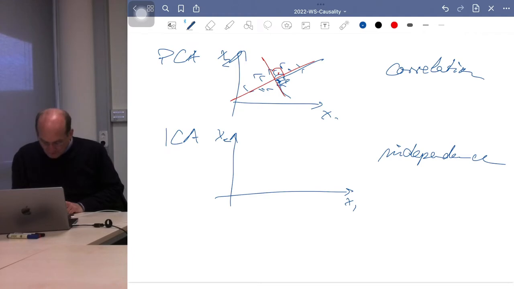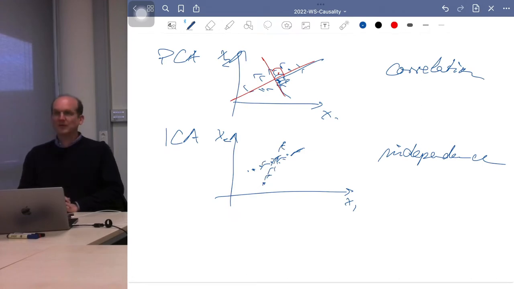So let's have non-Gaussian data here. This is some non-Gaussian data. It's definitely not Gaussian, right? What could this distribution be? Suppose here's a zero point and here's a zero point. Then this thing could be samples from an audio signal, and this is the sample from another audio signal.